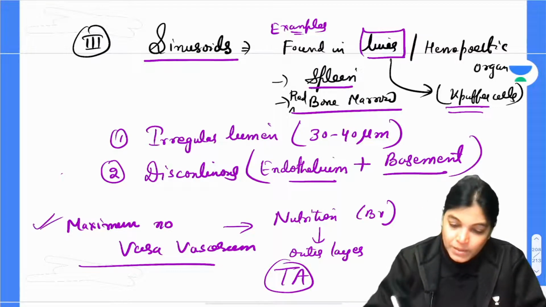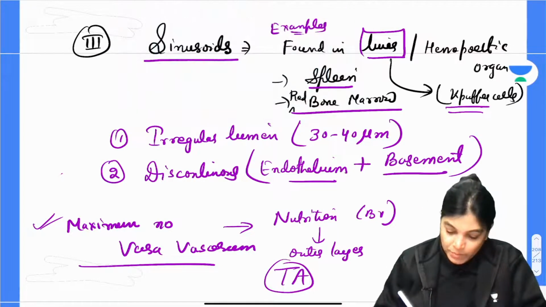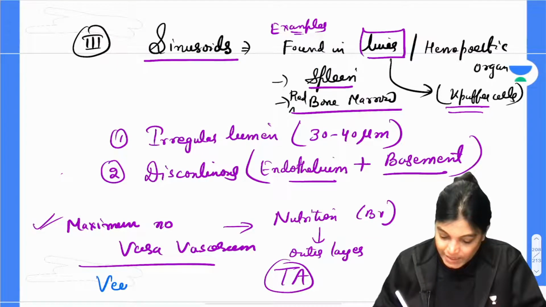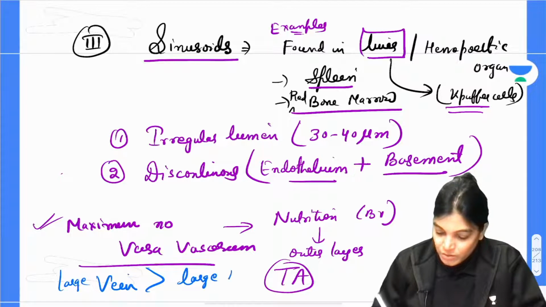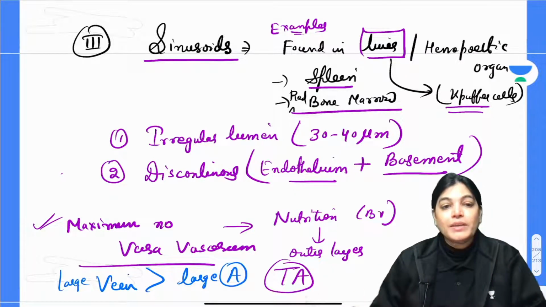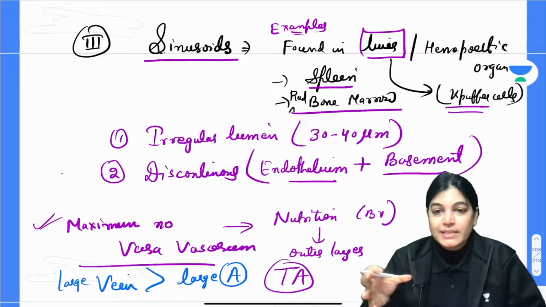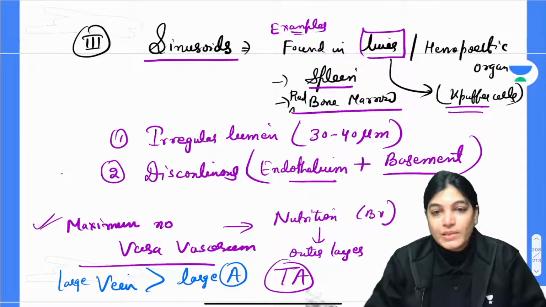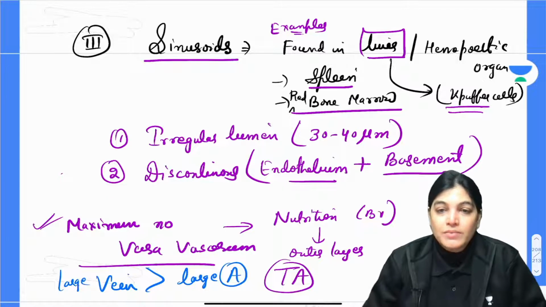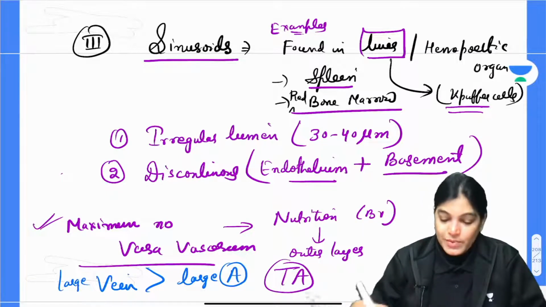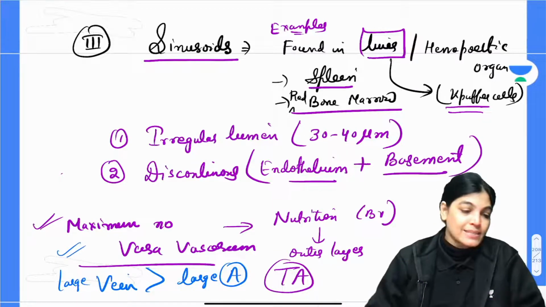If you ask me which has the maximum number of vasa vasorum, it is present in large veins as compared to large arteries. Large veins means superior vena cava, inferior vena cava. Actually, the blood flowing in the vein is very sluggish. It has an irregular lumen and the blood flow is also sluggish. Because of that, nutrition to the outermost layer, the tunica adventitia, is not possible from the lumen. So a large number of vasa vasorum will be present in veins as compared to arteries.